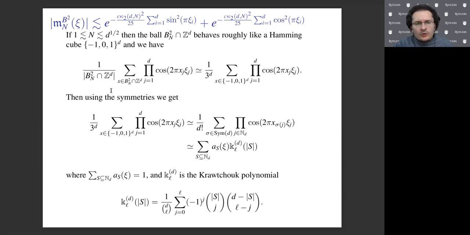instead of averaging over the lattice points in balls, we can average over the elements in the Hamming cube. And now the Hamming cube has the same kind of symmetries, it is also invariant under permutation. So therefore this average now can be, instead of averaging over the sequences in our Hamming cube, an average over the group of symmetries.